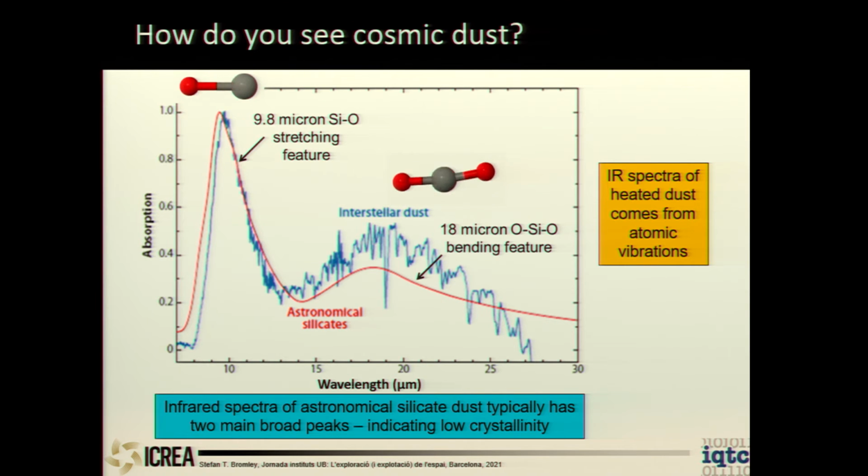Okay, so I already told you at the start of the talk, the way we see dust is by looking at infrared light. And this is an infrared spectra. So we've got the wavelength of the light here and the intensity of the absorption here. And this is a typical spectra of silicate dust. And it's got two main features, one here and one here.